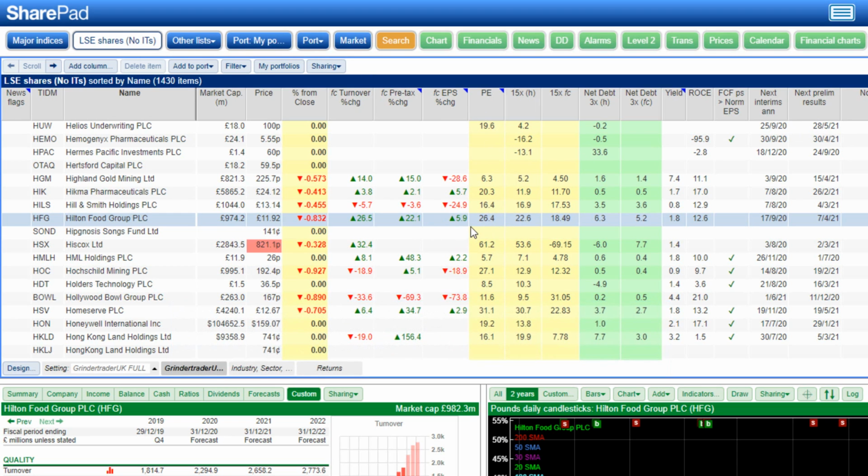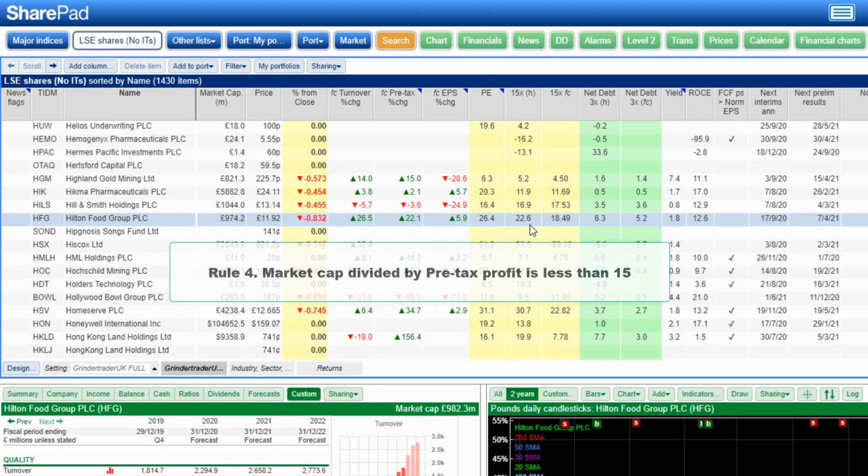So we move on to the valuation stage, which is the price to earnings ratio. Again, with this one, I don't really like to use the PE. It's widely used, but I think it's pretty meaningless, to be honest. However, I use it as a sort of comparison to what we use in our rules, which, remember, is market cap divided by pre-tax profit is less than 15. And that's why I've got 15 times here, because I know what it means. 15 times FC. H means historic, FC means forecasted.